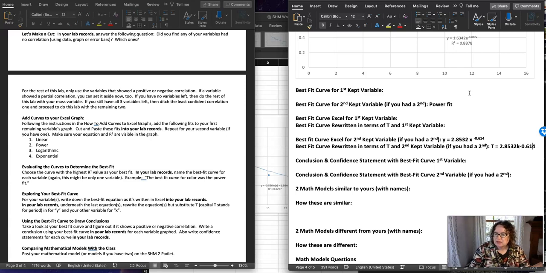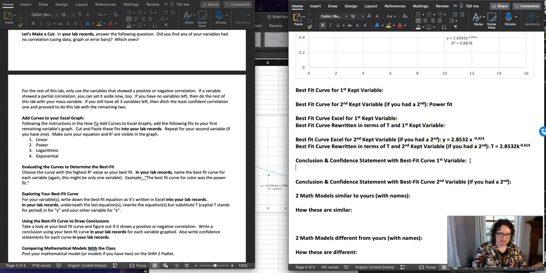K is the letter of the alphabet in physics for spring constant. Maybe you have mass, then you would use lowercase m for mass here. So go ahead right now and write your best fit curve in terms of T and the second kept variable and the first kept variable, if you have 2. Do it now.